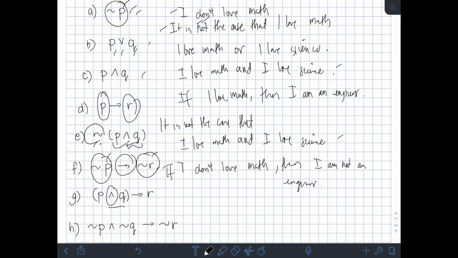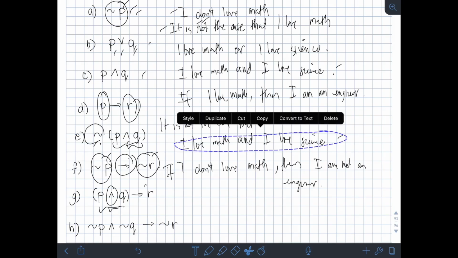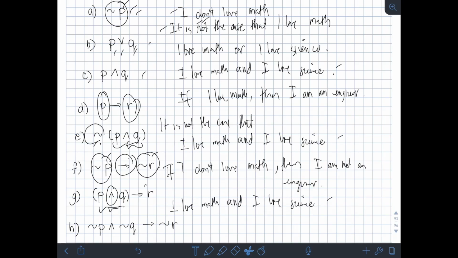Meron na tayong "and", tsaka "if then". So, itong nakapalob uli sa parenthesis na "and", ito dapat uli yun, di ba? Yung nagawa na natin: I love math and science. So, copy ko na lang. So, if then, lalagyan din natin ng "if" sa umpisa. So, if I love math and science, then I am an engineer. R. So, walang negate, right? So, R lang mismo: I am an engineer. So, if I love math and science, then I am an engineer.